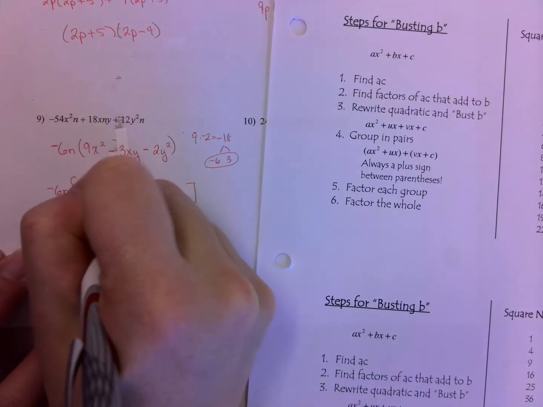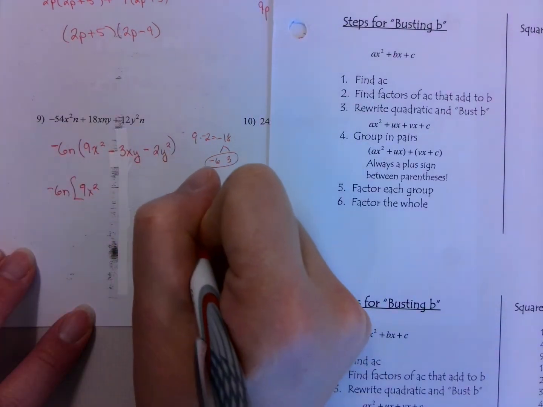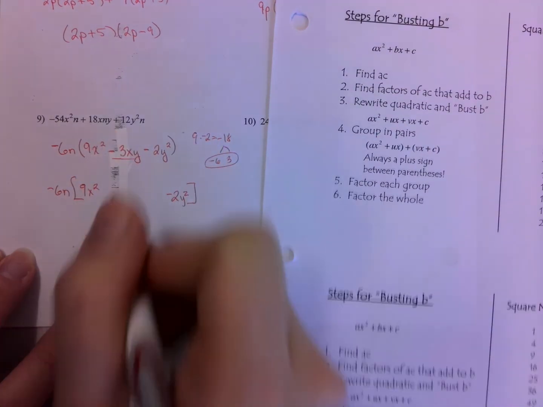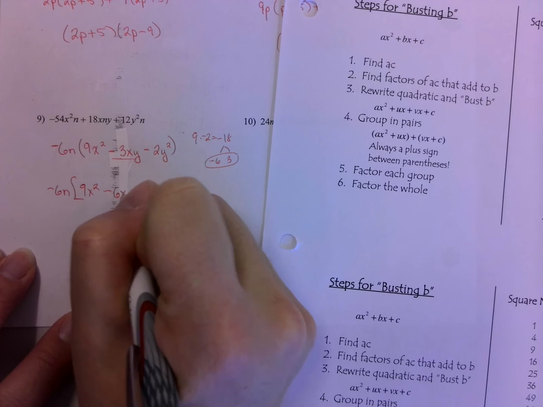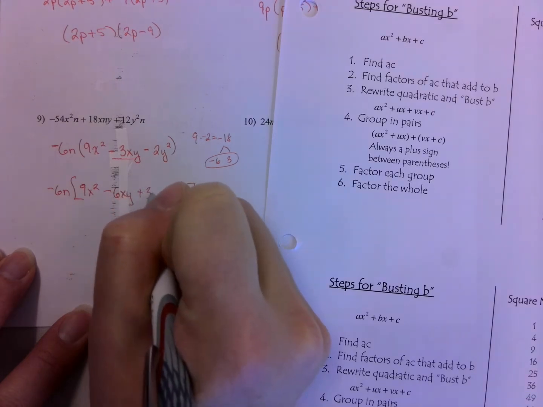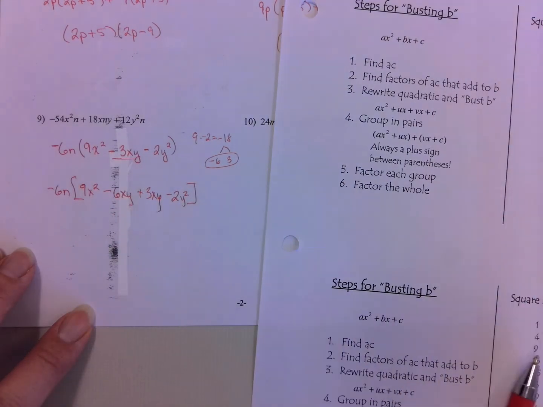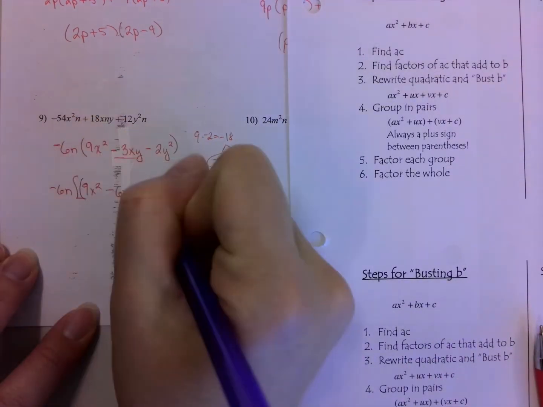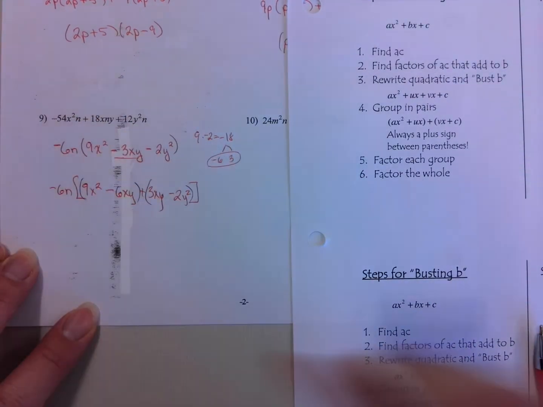I've got my 9x squared, and don't forget you have a negative 2y squared. Instead of having a negative 3xy, we're going to have a negative 6 with the xy and a positive 3 with the xy. So extra variables, don't lose it. And then I'm going to group it with that plus sign.